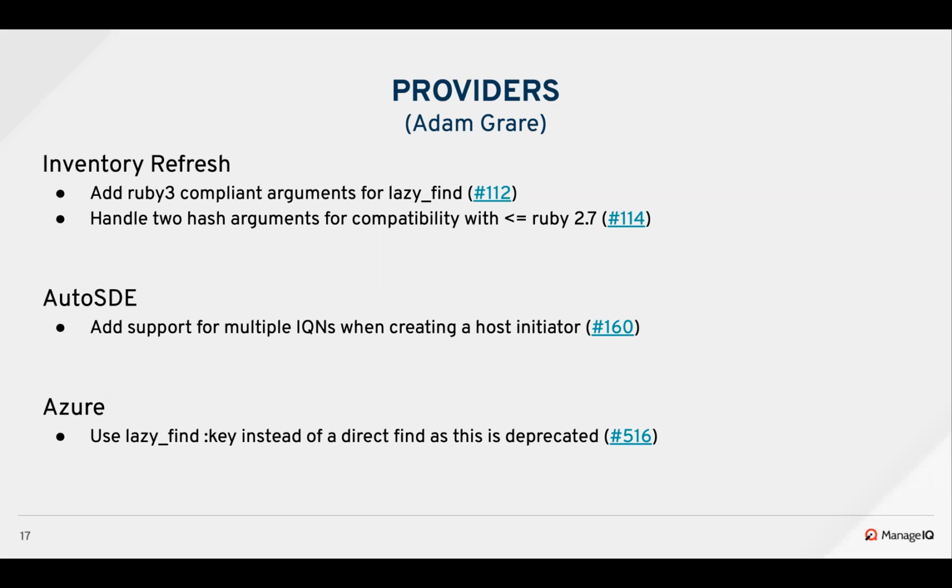For Azure, we fixed an issue where we're using a direct find to get some information during the refresh. This is easily replaced by using a lazy find with a key, which essentially evaluates it during save and prevents any issues with ordering dependencies. This is going to be deprecated in upcoming inventory refresh versions as well, since using find directly is not going to be supported and is highly not recommended. Next slide.